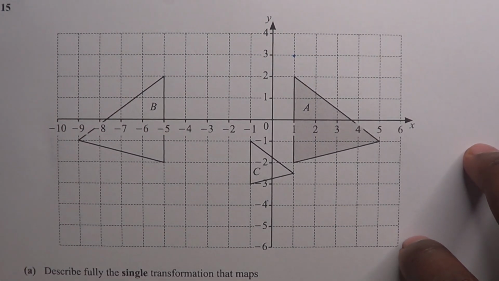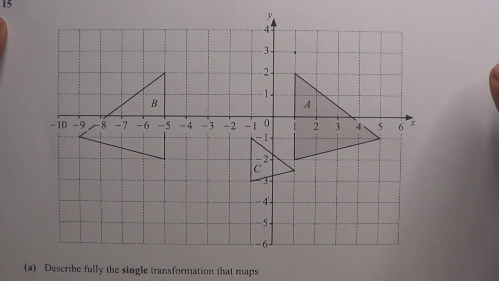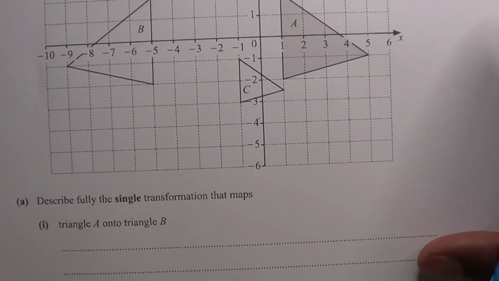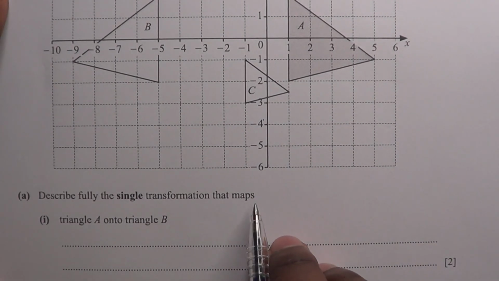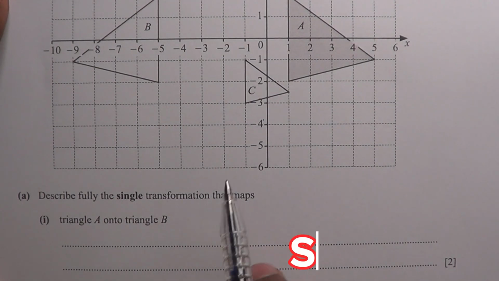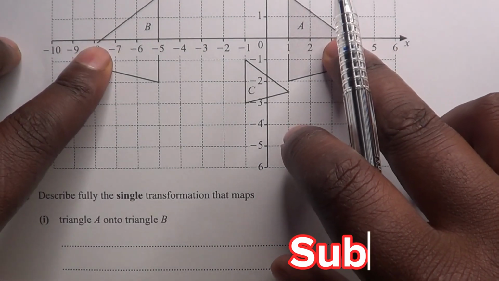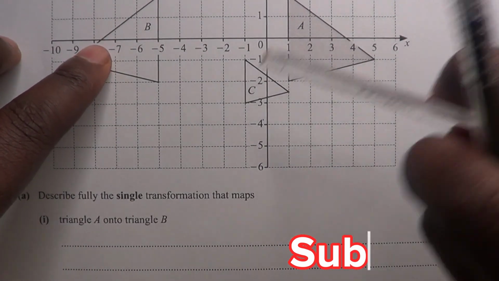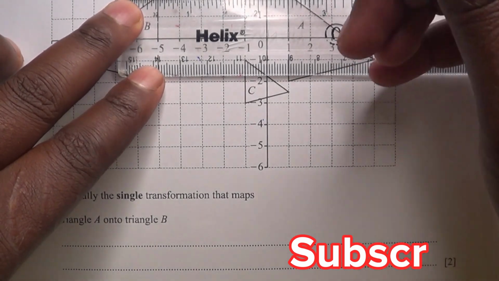So question number 15, can you see here? We're being told to describe fully the single transformation that maps triangle A onto triangle B. So triangle A is here, triangle B is here. So you can see here the distance from the 2 points here.